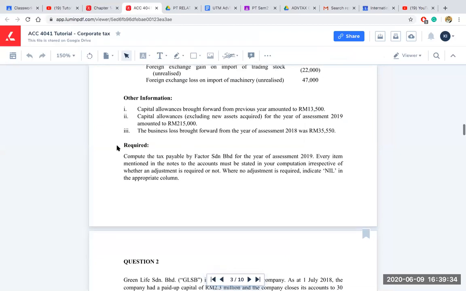Okay. So you are the brought forward of 13,500. And then capital allowance excluding new asset. Kat mana new asset ni? Baru director kot. Yang tadi? Kereta baru director? Mana director dan kereta baru? Bahaya ni. You auditor ke accountant ni? Ha, cepat. Mana, kenapa, is this enough current year 215,000 je?